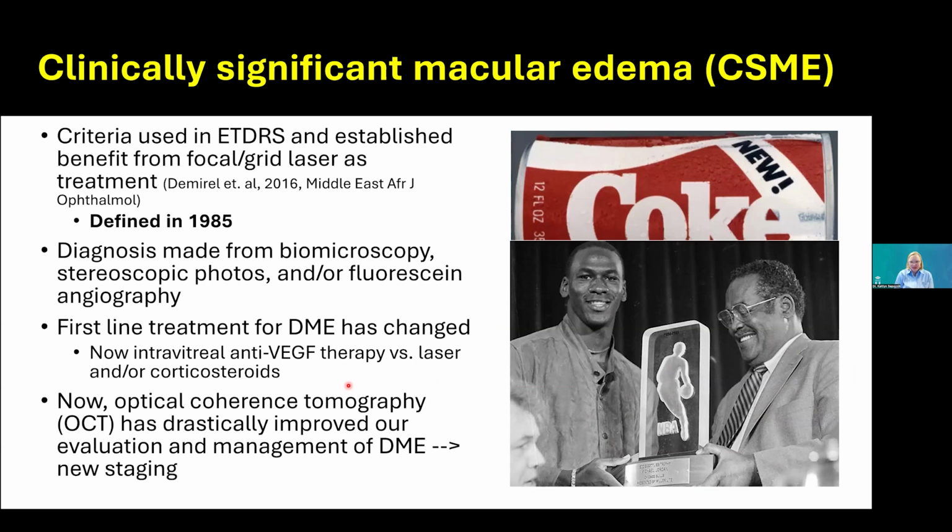But this was defined in 1985, so prior to the advent of OCT and OCTA, and this grading scale became a little bit dated because our treatment for DME, our first-line treatment, has completely changed over the last 20 years. We're now using anti-VEGF as the primary intervention versus focal laser coagulation or corticosteroids. I rarely see patients get those treatments anymore.